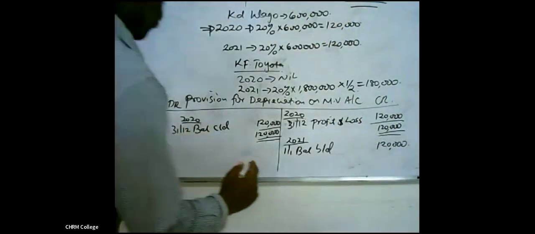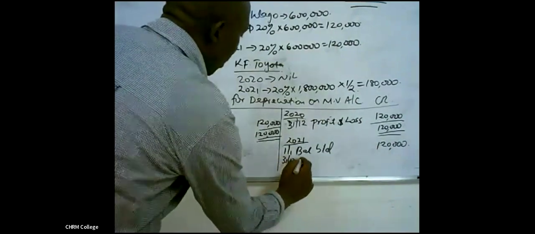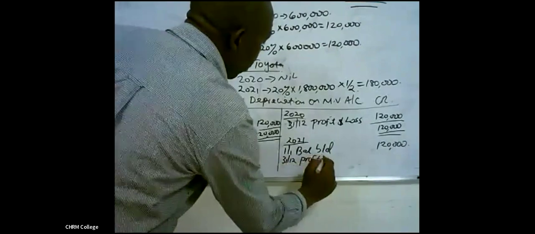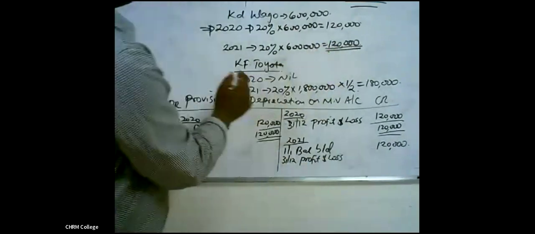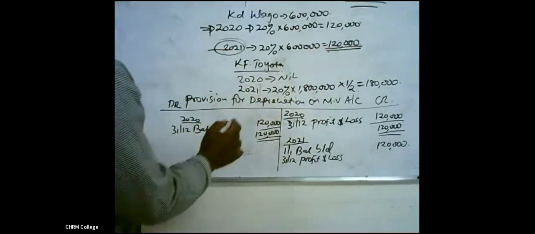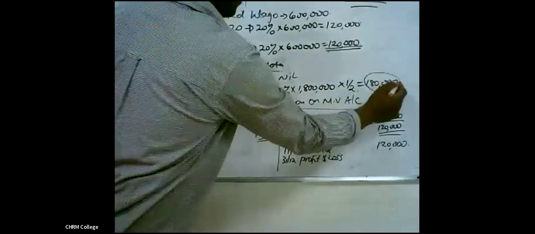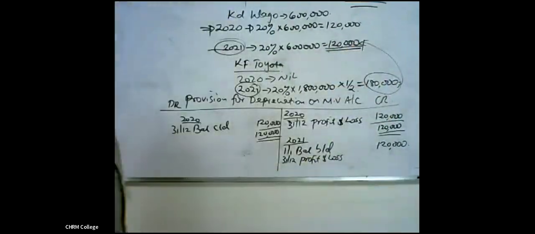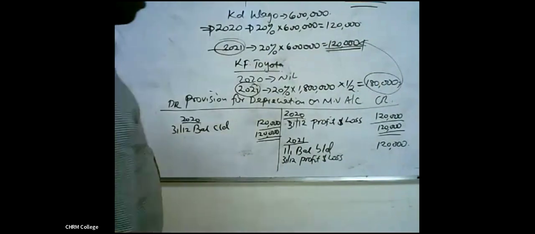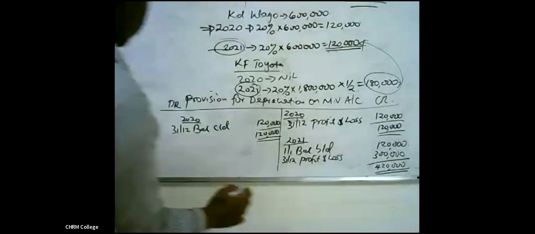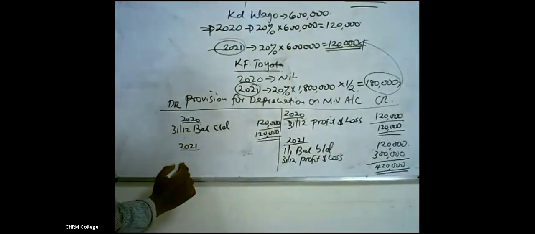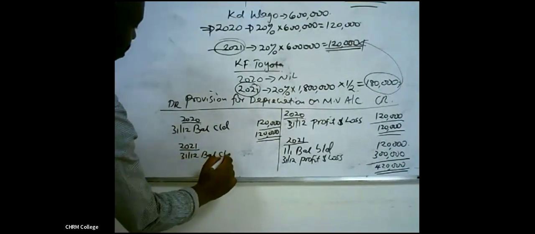Then in this 2021, as at the 1st of December, how much are we going to get to the profit and loss as depreciation expense? 2021, we have 120 here. For 2021, and we also have this one for 2021, 180. So 180 added to this, it is going to be a total of 300,000. So that year we are going to take to the P&L 300,000. So 2021, this is the 1st of December, the balance carried down.